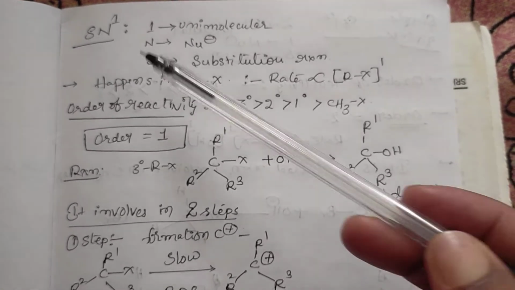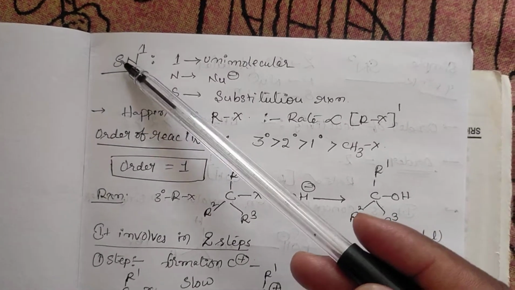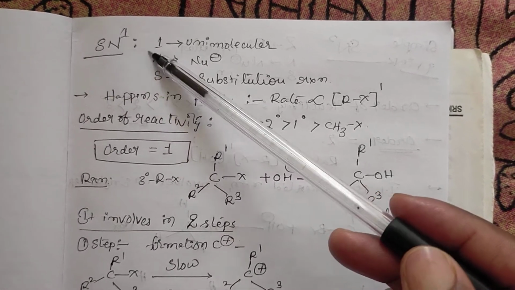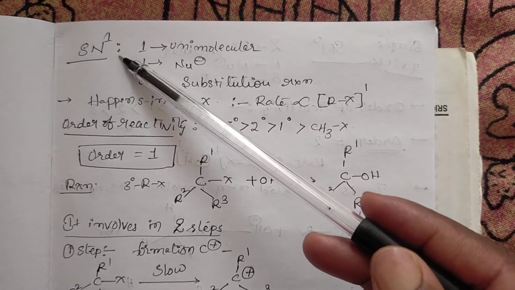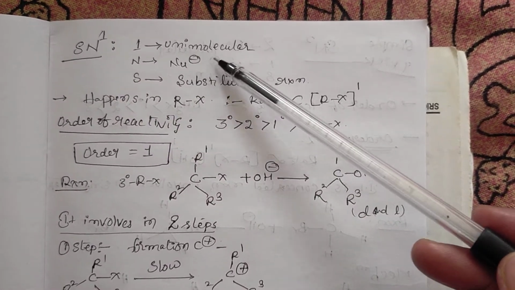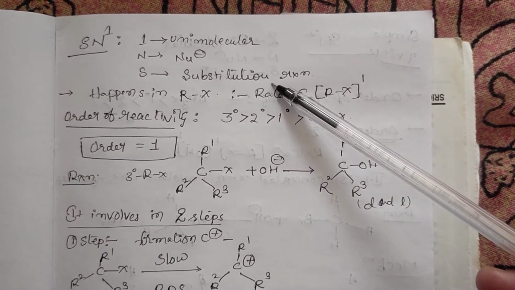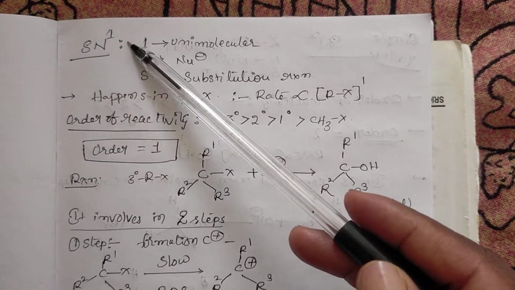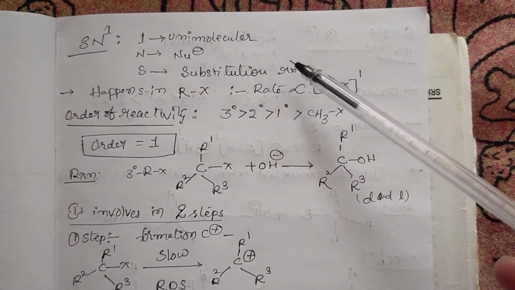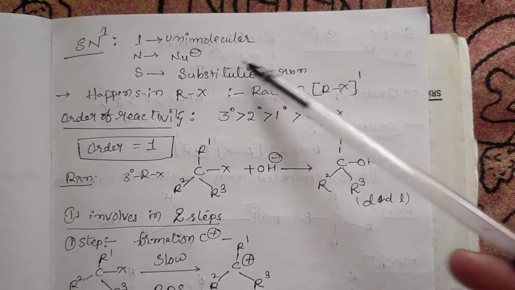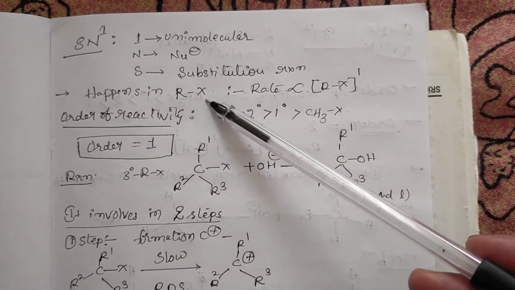See, in this SN1 reaction, what is this SN1 reaction? SN1 means, 1 means unimolecular. N means nucleophilic. S means substitution reaction. Understand? So what is SN1? Unimolecular nucleophilic substitution reaction. Right? So this kind of reaction generally happens in alkyl halides only.